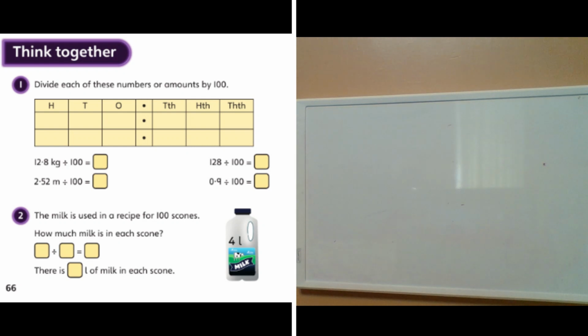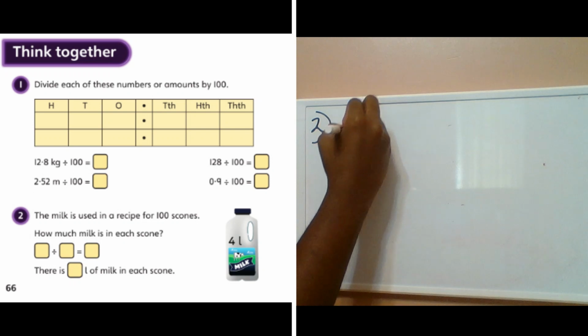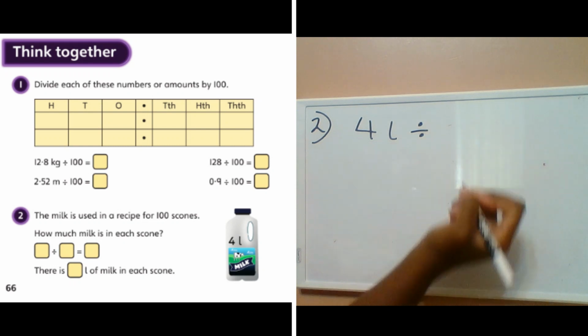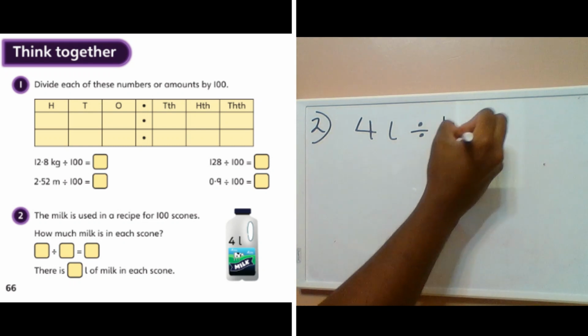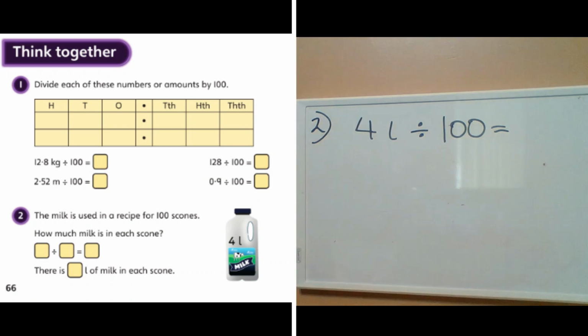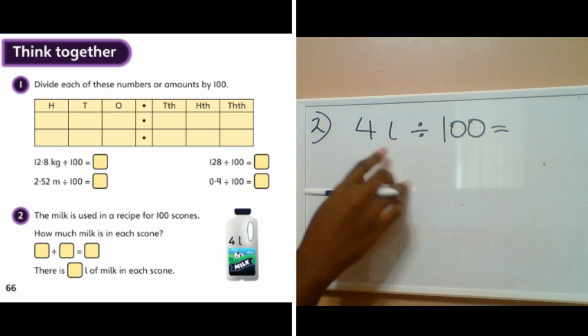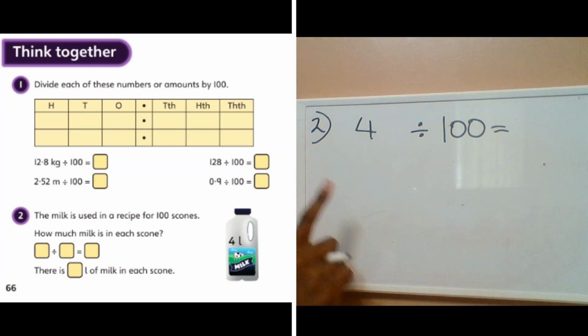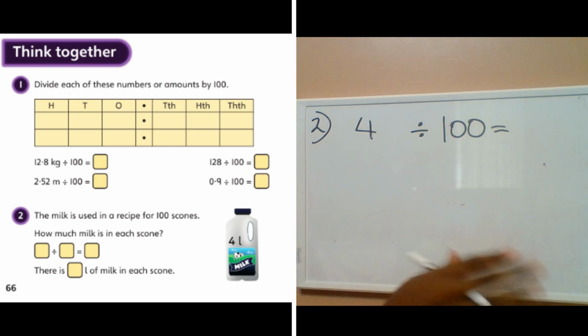It says, the milk is used in a recipe for 100 scones. I see a picture of the milk off to the side and it's a 4-liter bottle. Okay. How much milk is in each scone? So that means I'm taking, for question 2, the 4 liters of milk, 4L, and splitting it up amongst how many scones? 100. Remember, whenever you split something up, you're dividing. So I'm dividing 4. I'm going to take away the liters for now because sometimes it gets confusing and you might think it's a 1. So I'll make sure I put it back at the end.